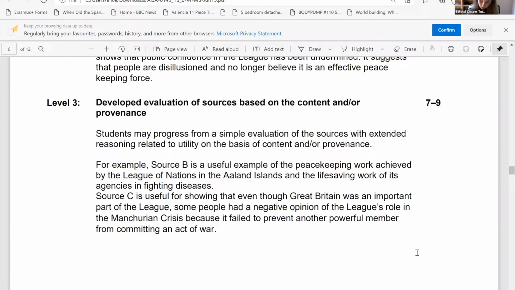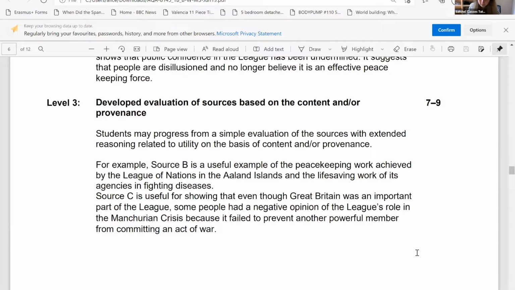level 3. So you could say source B is a useful example of the peacekeeping work achieved by the League of Nations in the Åland Islands and the life-saving work of its agency in fighting diseases. Source B is useful for showing that even though Great Britain was an important part of the League, some people had a negative opinion of the League's role in the Manchurian crisis because it failed to prevent another powerful member from committing an act of war. So we've got some of our own knowledge in there.